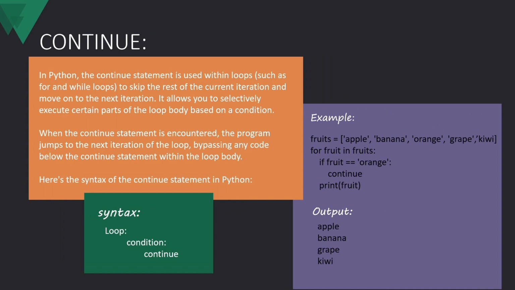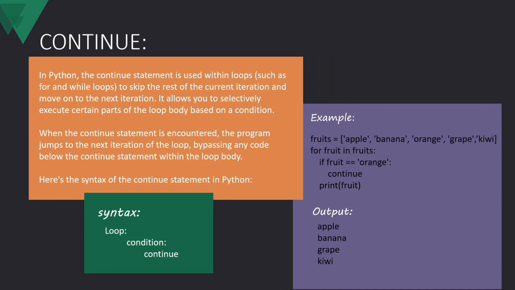Now look at the example. Take a list named fruits which consists of apple, banana, orange, grape, kiwi. Take a variable fruit. For each fruit in fruits, the Python interpreter enters the for loop and prints apple, banana. But when fruit is equal to orange, it enters the if block where continue is applied. As continue is applied, it comes out of the present iteration. So orange is not printed, but it continues to the next iteration where grape and kiwi are printed.